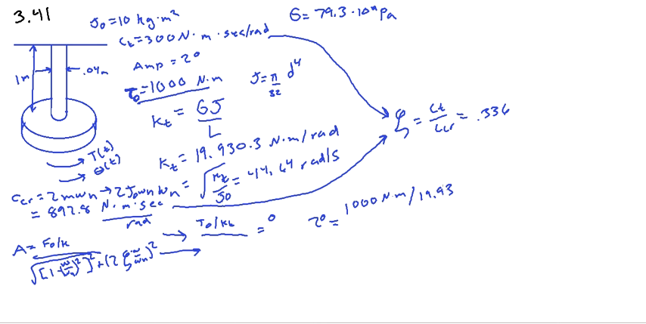KT. Oh, that's not 19 point. That's 19,000, and then there's the point 3. Okay, this should be a comma, not a period. Newton meter per radian. I've got a feeling this is going to come out in terms of radians, so you're going to have to convert that 2 degrees somewhere along the line.